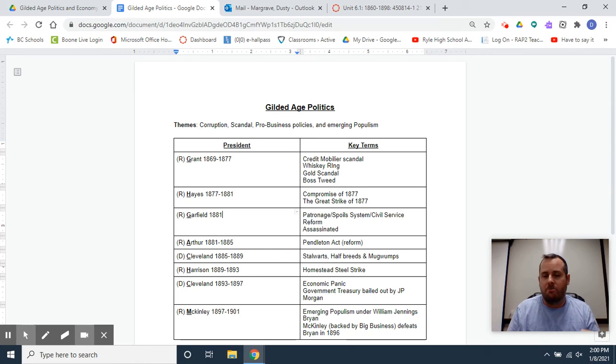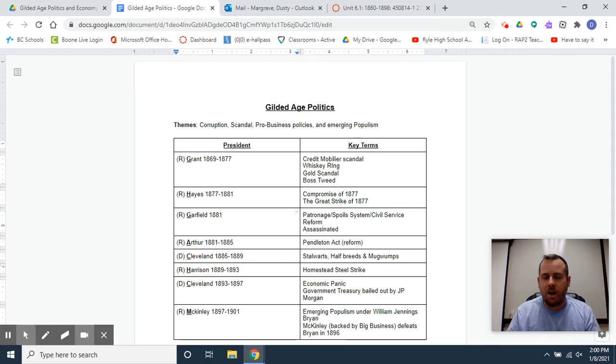Stalwarts were Republicans who liked the old spoil system method of giving jobs to your friends. Half-breeds were guys like Garfield, who were reformers, who they were Republicans, but they were willing to maybe do the right thing and reform the system. So everybody else in the Republican Party, the good old boys, the stalwarts, called them half-breeds.